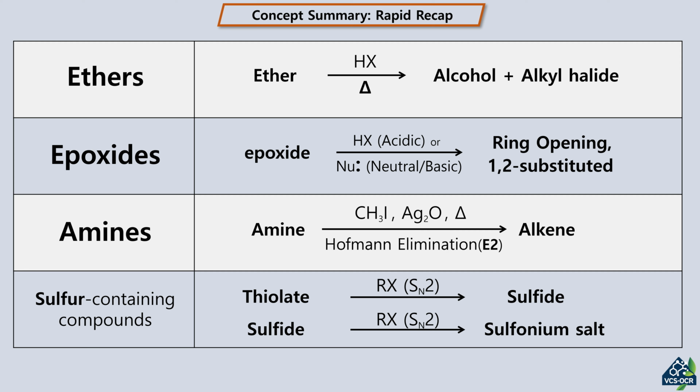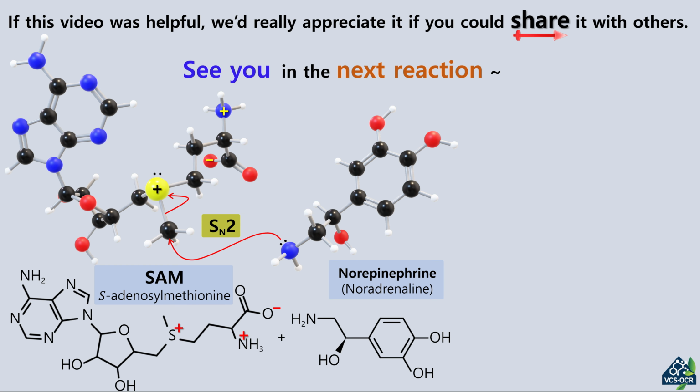Treatment with methyl iodide, silver oxide, and heat forms the least substituted alkene via an E2 mechanism. Finally, sulfur-containing compounds are excellent nucleophiles. Both thiolates and sulfides react with alkyl halides through an SN2 process to form sulfides and sulfonium salts, respectively. A biological equivalent is S-Adenosylmethionine, SAM, which serves as a methyl donor through a similar SN2 mechanism.